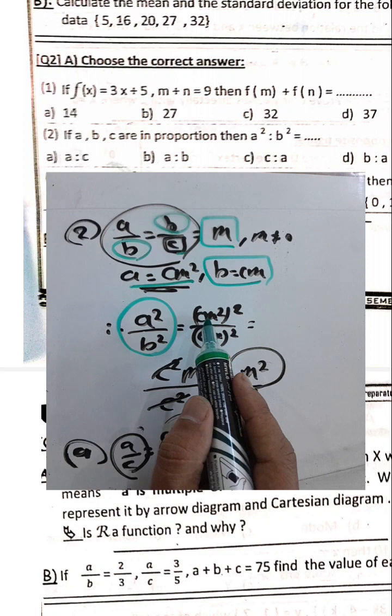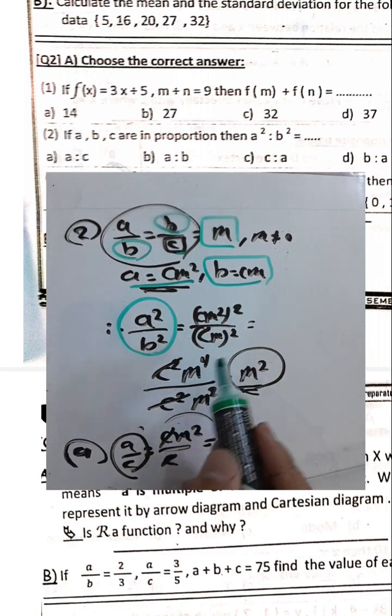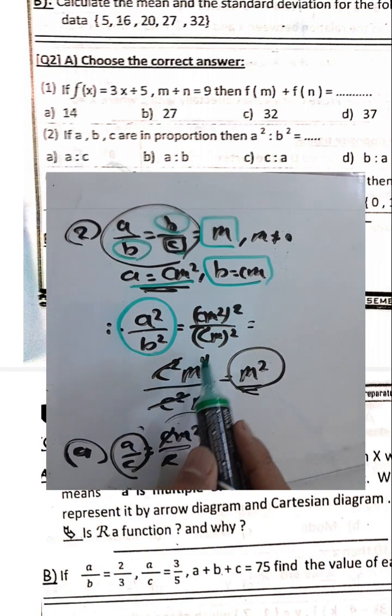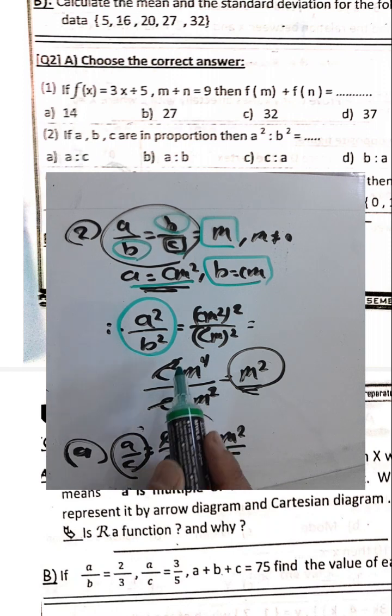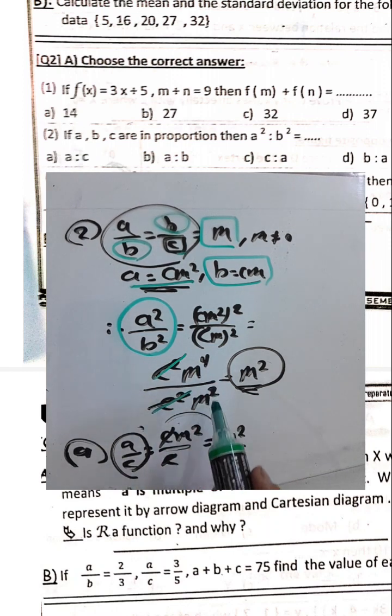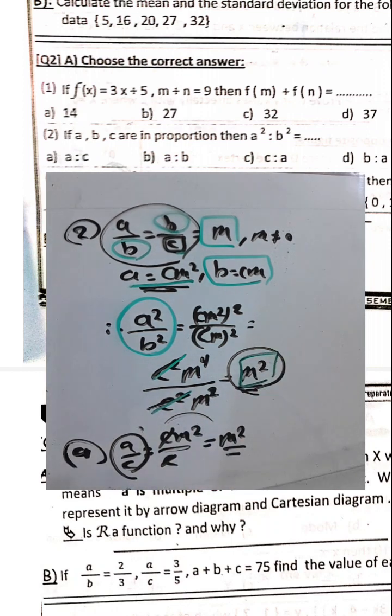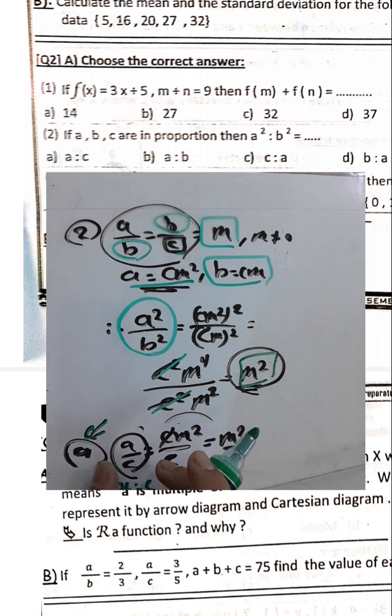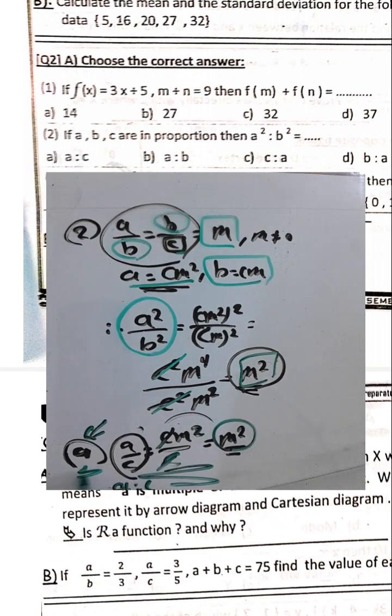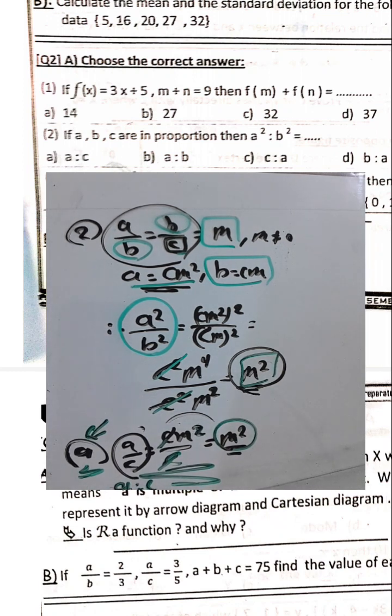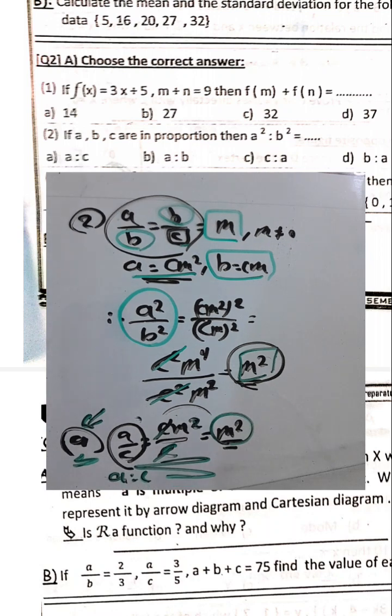Put A, Cm squared and B equal Cm and distribute the power. Here C squared M to the power 4 and here C squared M squared. Cancel C squared by C squared. M to the power 4 divided by M squared will be M squared. And then you can choose letter A. Why? Because in letter A we have the ratio between A and C. A was Cm squared and C here, cancel C by C, M squared, the result will be M squared, then the result will be letter A. Okay, you must study this example, very important with your new questions.